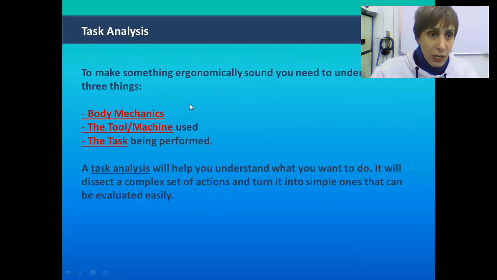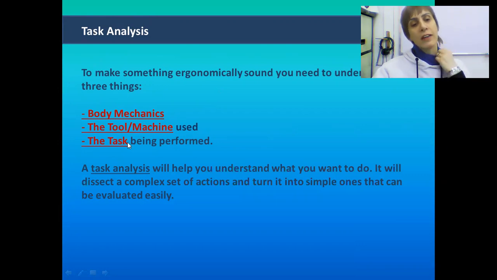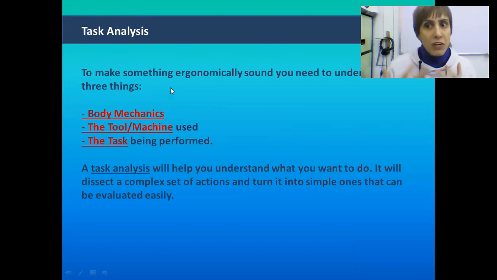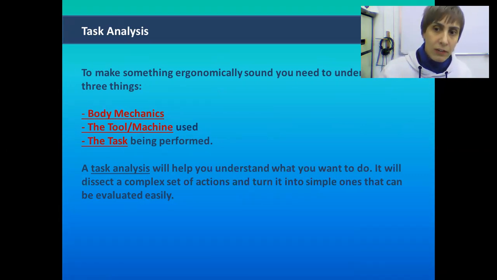Now, to make anything ergonomically sound, meaning correct ergonomically, you need to always keep in mind these three things. And to use this method, the task analysis, these three things are important: the body mechanics, the tool or machine used, and the task being performed. So you need to very well understand this. The body mechanics is how the body really functions, how the body moves when in contact with this product, all of these details regarding the human body. It's actually very complicated if you go into the details of body mechanics. In our class, we just talk about it in general.